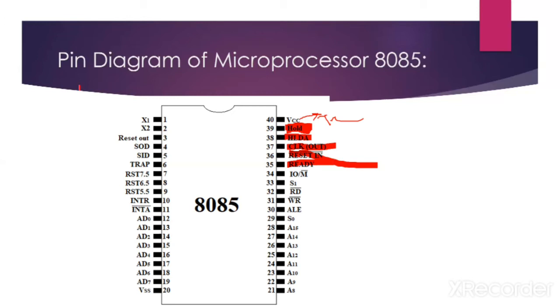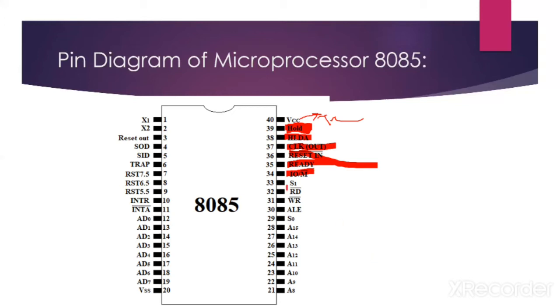Next is the input output or memory pin. It is a status signal, indicates whether the address bus is for input output device or for memory. When this pin goes high, the address on address bus is referring to an IO device, meaning input output device, and when it goes low, the address on the address bus is referring to memory. It is tri-stated during hold and halt state.